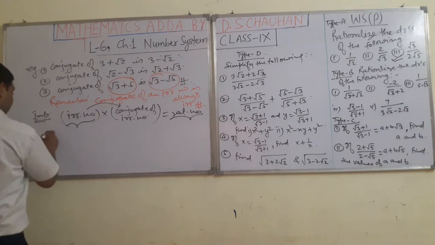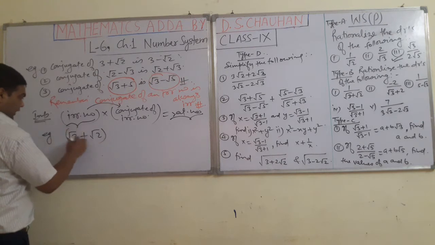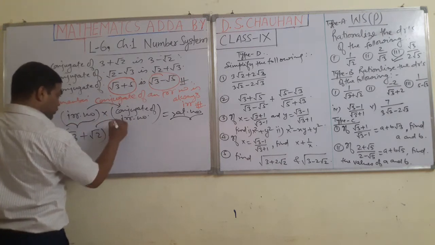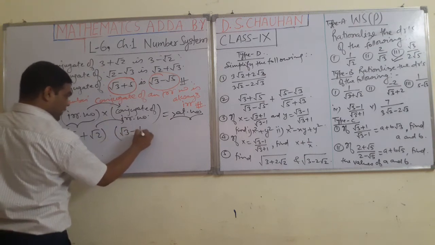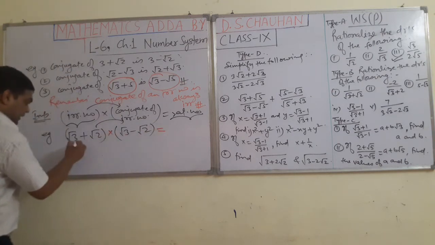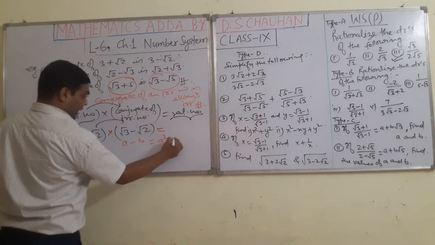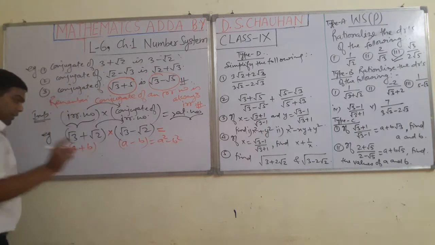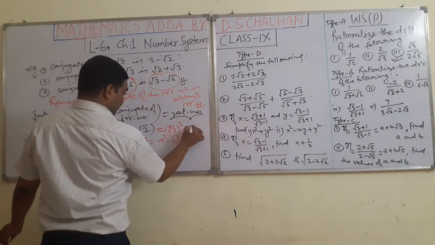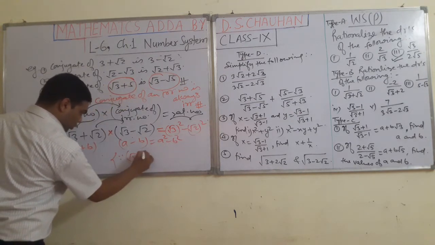For example, students, say we have taken here root 3 plus root 2. This is an irrational number. Its conjugate will be under root 3 minus under root 2. If we multiply both, what will we get here, student? It is of the type a plus b into a minus b. What do we know? a square minus b square. This is an algebraic identity. So here we can note down root 3 square minus root 2 square. And well, student, since we know that root x to the whole square, what is it?